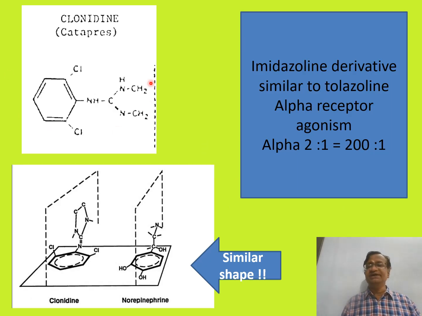So this is the clonidine structure. It is an imidazoline derivative, similar to tolazoline. The alpha 2:1 receptor selectivity is slightly less than that of dexmedetomidine. Clonidine and norepinephrine are similar in shape.